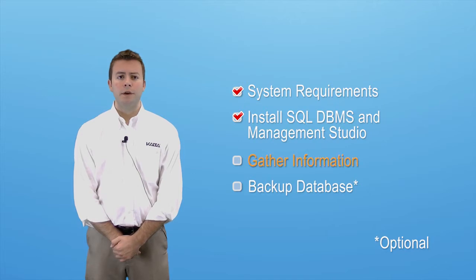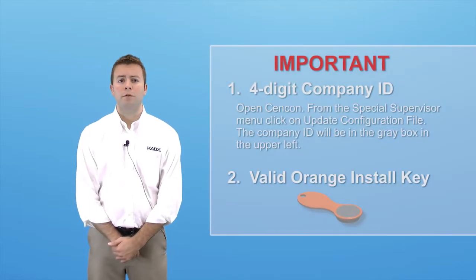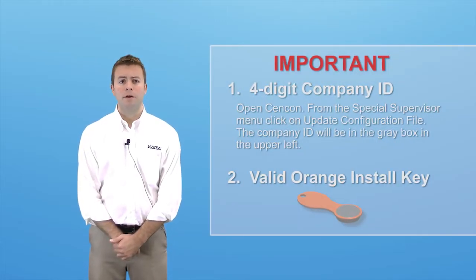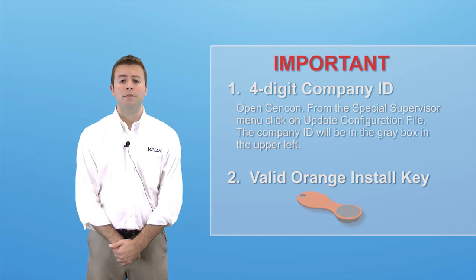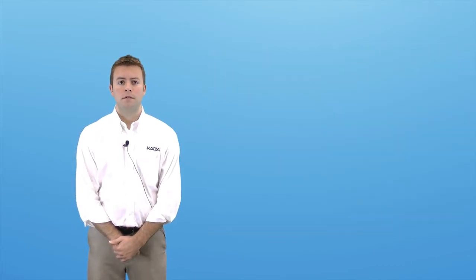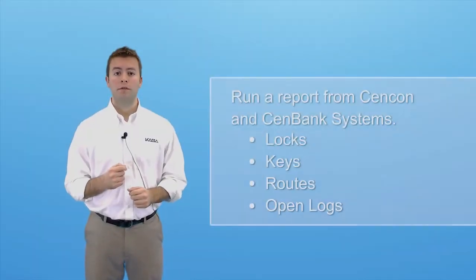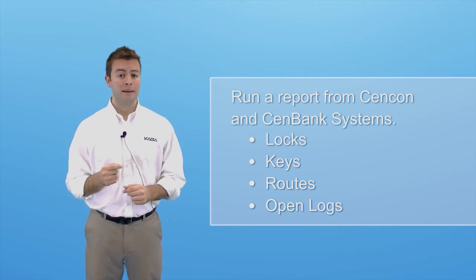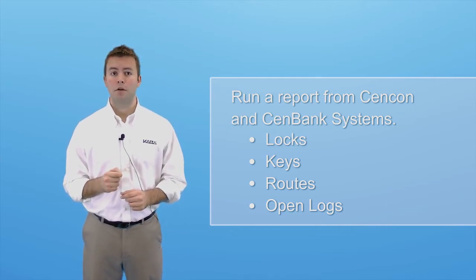For the rest of this first video, we'll gather some important information. Before we start, make sure you have the 4-digit company ID and a valid orange install key. It's crucial you have these in your possession. Run a report to find the total number of locks, keys, routes, and open logs from Cencon and CenBank systems.